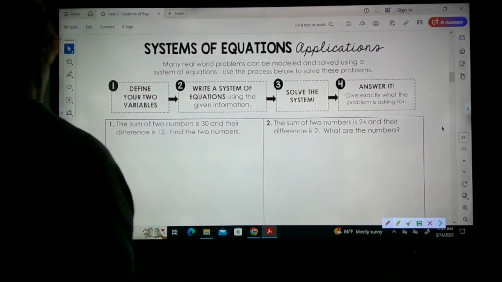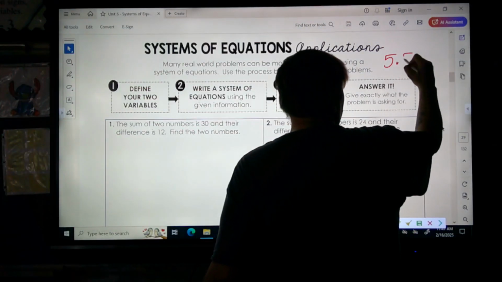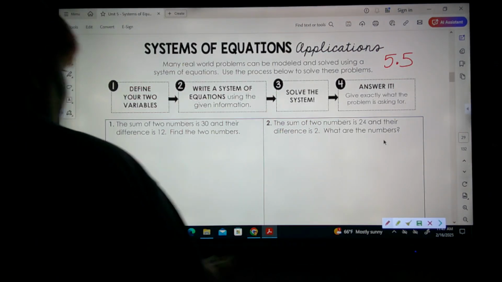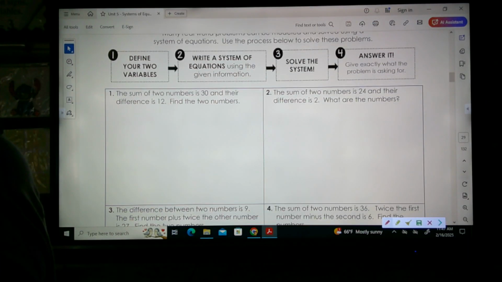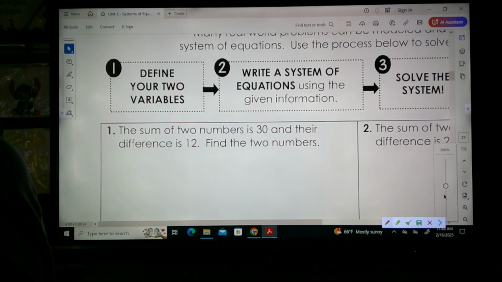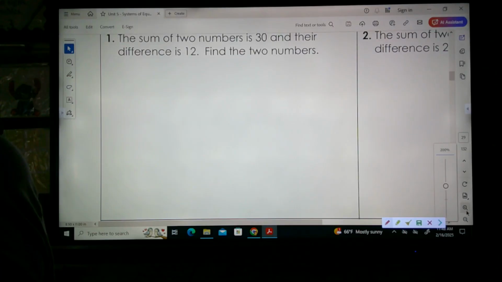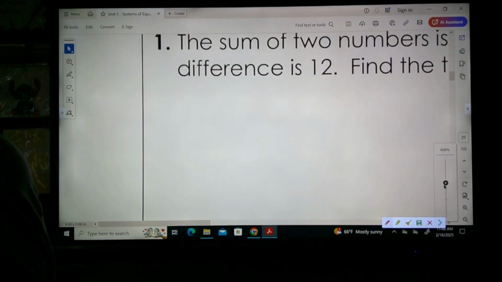So this is 5.5, real world applications. Alright, let's make this a little bigger. Not too much bigger.